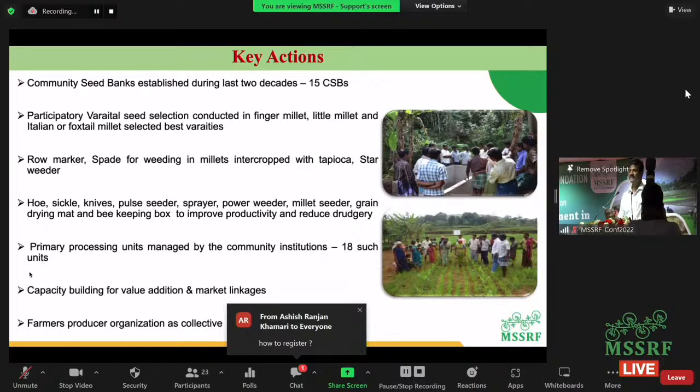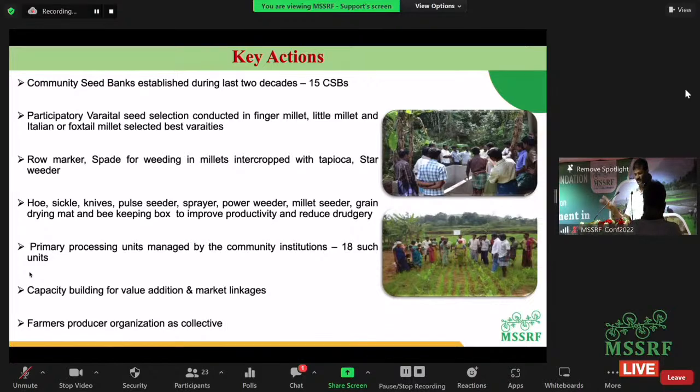And these community seed banks, we started so far 15 community seed banks in Kolli Hills areas. And we facilitated the community, and we were also involved in participatory varietal selection, seed selection of different millets. And we encouraged and supported them to conserve all those identified millets in the community seed banks as well.